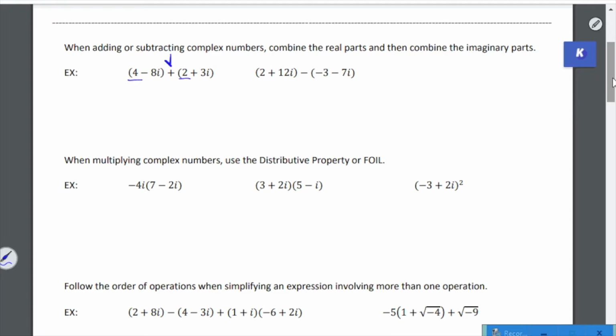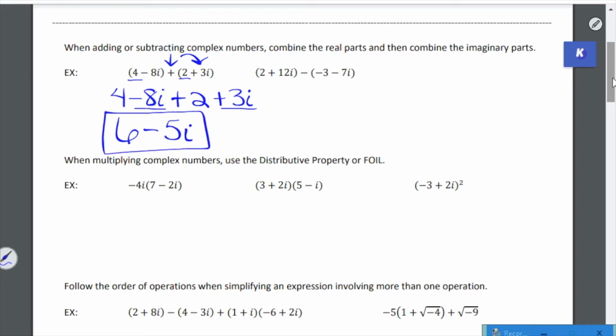So when we add our complex numbers together, we look at our like terms. And we notice that this is a plus in the middle, so the signs in this second parentheses do not change. We are just adding everything together. In fact, we really don't even need the parentheses if you want to be technical. We can rewrite this without the parentheses, and then we can combine our like terms. A +4 and a +2 add together to make a +6. And then a -8i and a +3i add together to make a -5i. And that would be our simplified answer in a plus bi form.